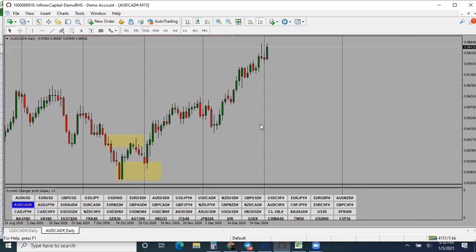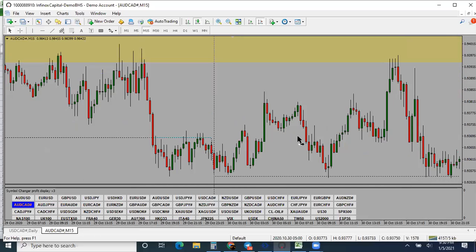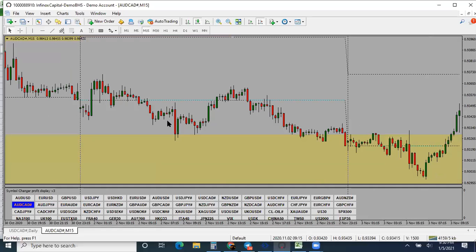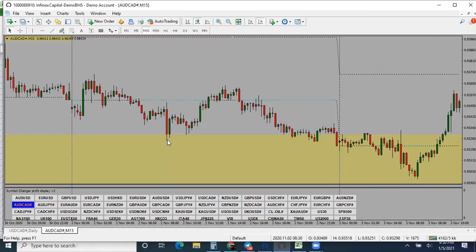So back to 15 minutes. On the 2nd of November, which is this level, price traded into the order block. And when price traded into the order block, it is a very perfect example. Price traded into the bearish order block, we would have had something that looks like a breaker right about here.